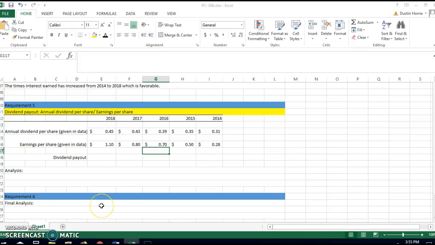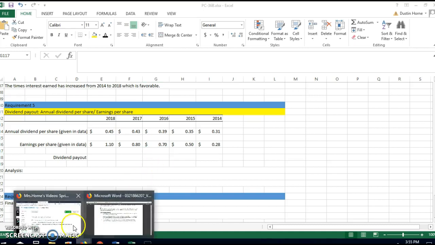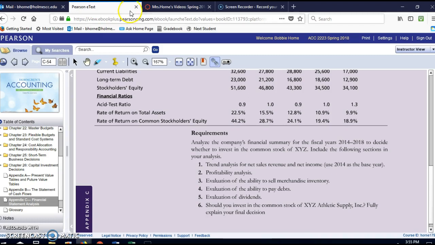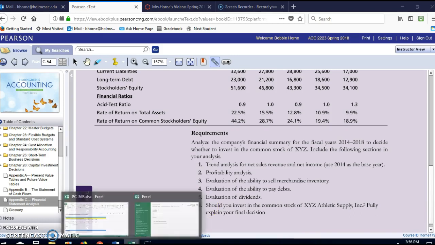Okay, we're looking at the last two requirements. In requirement 5, if you go and look at the text, we need to look at the valuation of dividends and answer the question, should you invest in the common stock of XYZ Athletic Supply Incorporated, and fully explain your decision.